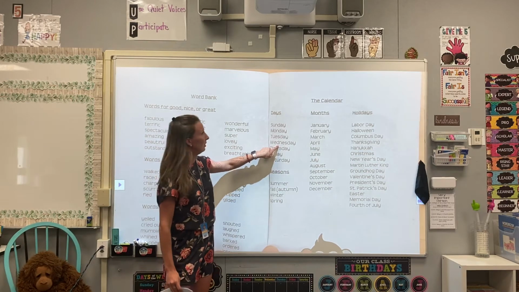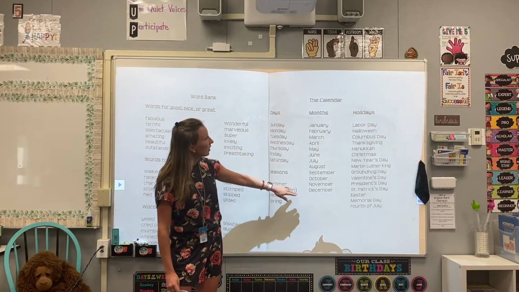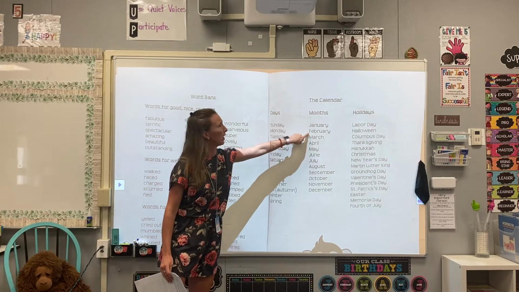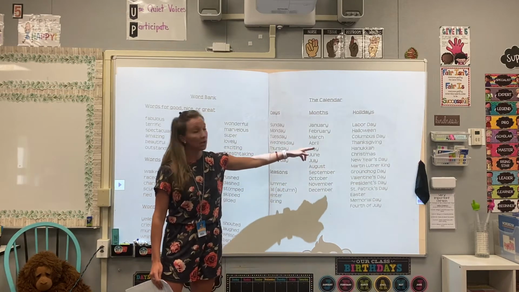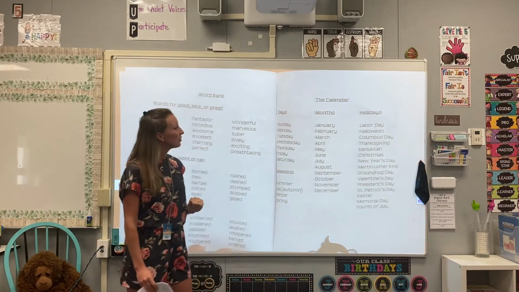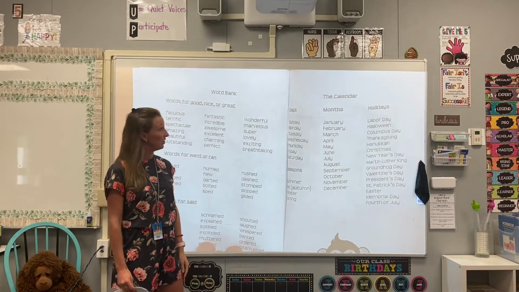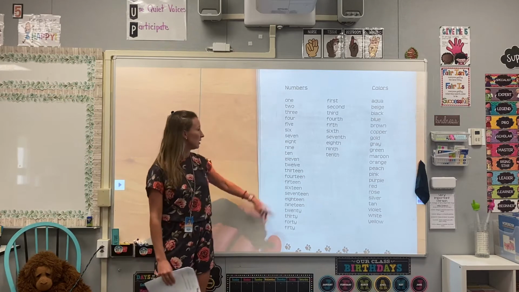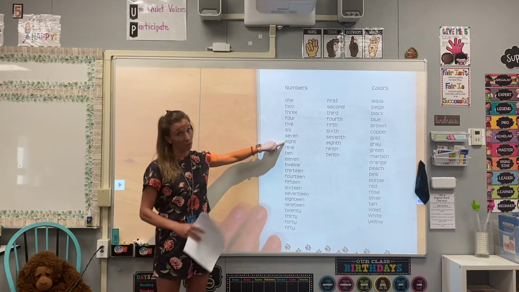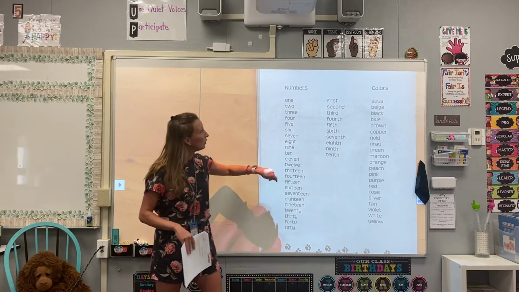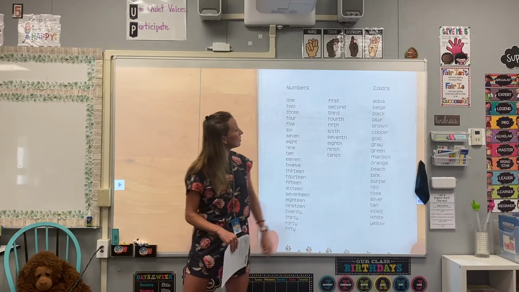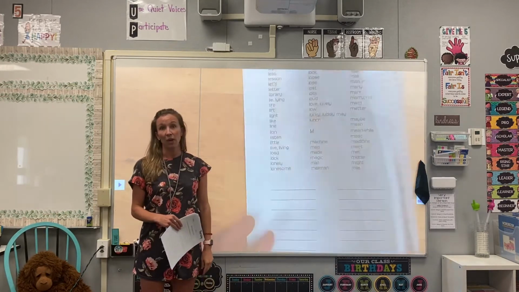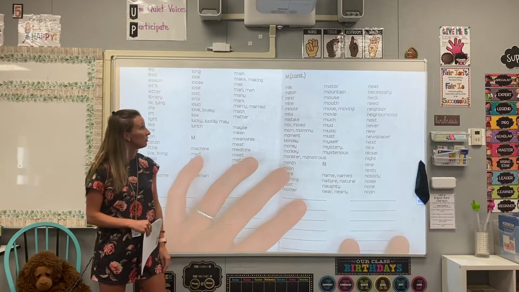On the other pages, there's calendar words like days of the week. Wednesday, that's a tricky one. Months of the year. February, also tricky. Holidays, Hanukkah, also tricky. So those are all written down for you in case you need them in your writing. And then at the very back, we even have number words because you know that this 8 is different than when you ate a meal, okay? And you even have your color words over here. So really, really helpful things that you have in your dictionary that you might want to use.